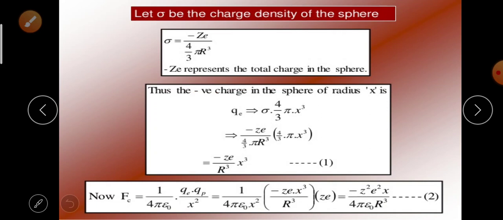Let sigma be the charge density of the sphere. Sigma is equal to minus Ze by 4 by 3 pi r cube. Minus Ze represents the total charge in the sphere. Thus the positive charge in the sphere of radius x is QE here.